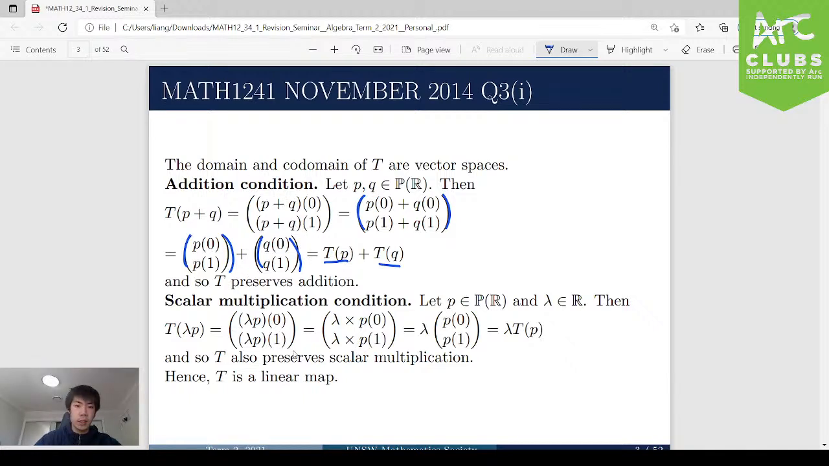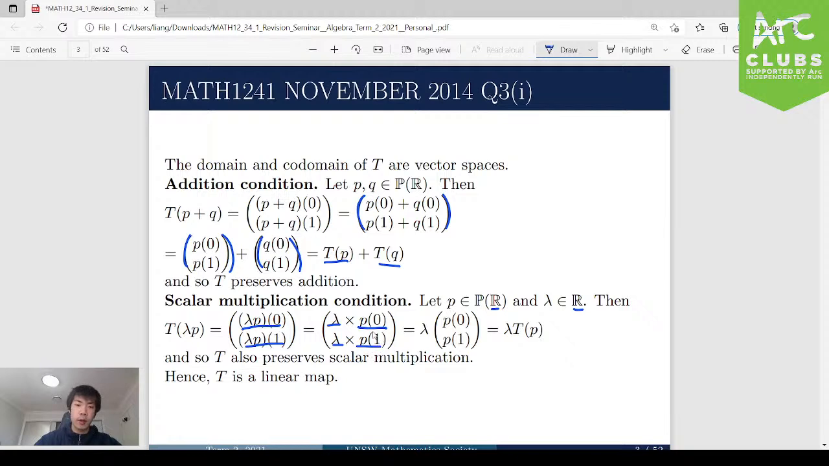And now the next condition is to say that it preserves scalar multiplication. So again, we let P be some first degree polynomial from PR, and lambda be some scalar from the real numbers. The reason why we chose real numbers is because the polynomial here is indicated to be over the real numbers. Then T of lambda P would be the function lambda P evaluated at 0, the function lambda P evaluated at 1. But then again, by the linearity of polynomials itself, you can take the lambda out, then you have lambda times P evaluated at 0 and lambda times P evaluated at 1.